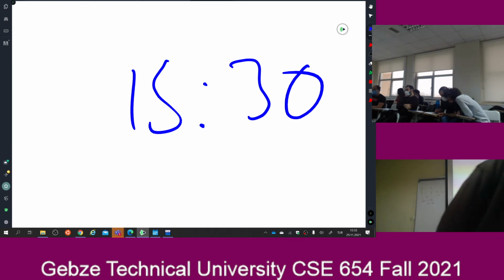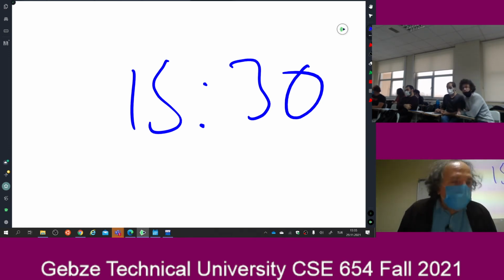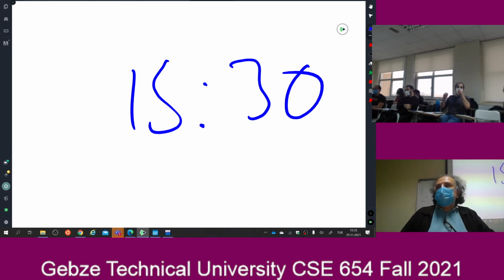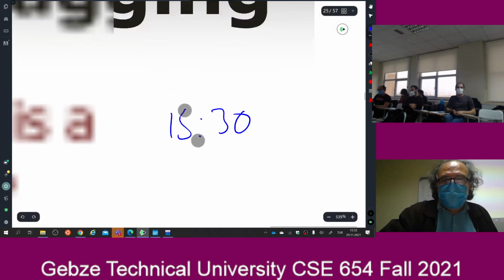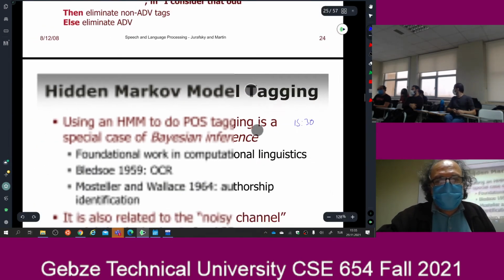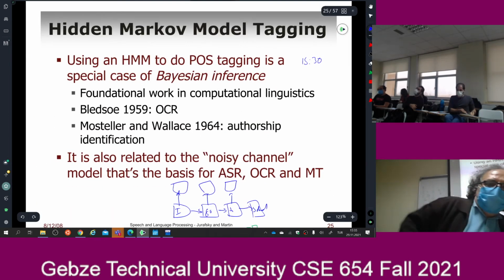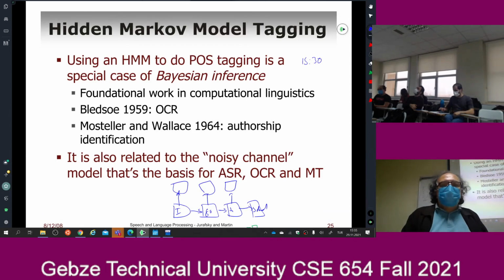So let's look at the other idea of assigning these probabilities using these techniques, hidden Markov models. The idea of using hidden Markov models is, of course, nothing new.